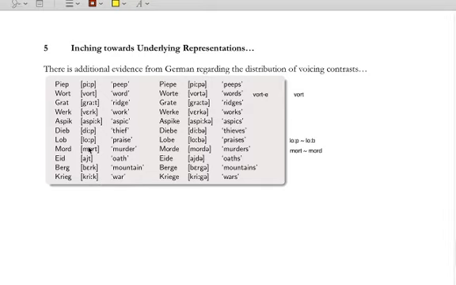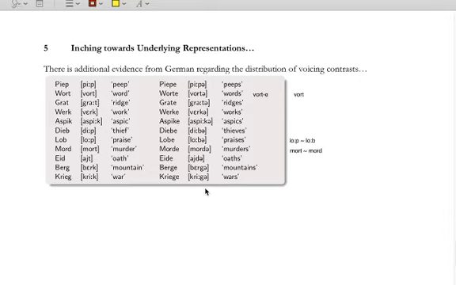Now this should look a little bit familiar, because we saw earlier that German has a voicing contrast, but it neutralizes at the end of a word. What these alternations are showing us is that this is a productive aspect of German phonological grammar that doesn't rely on loan words or novel words or anything like that.